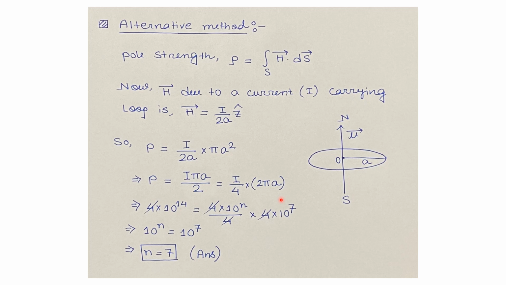So we'll put the value of P here, that is 4 into 10 to the power 14, and the I value given in the question, 4 into 10 to the power n, divided by 4 times 2 pi a, that is the circumference of the earth, 4 times 10 to the power 7. If we cancel out the 4 and 4 from the left hand and right hand side, and from the numerator and denominator the 4 will be cancelled out. So effectively we get 10 to the power n equals 10 to the power 7. So by comparing we get n equals 7.